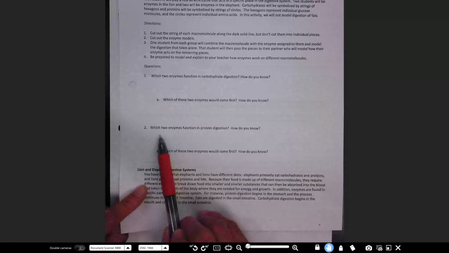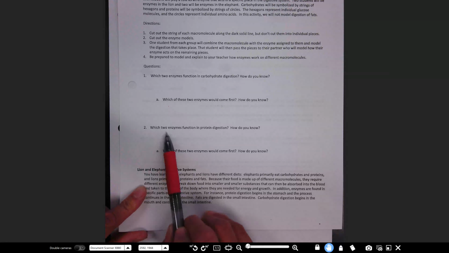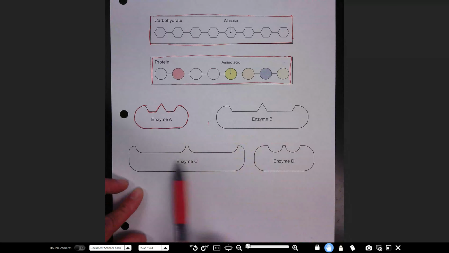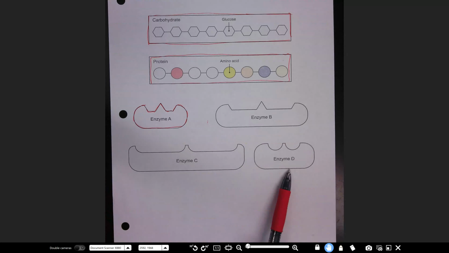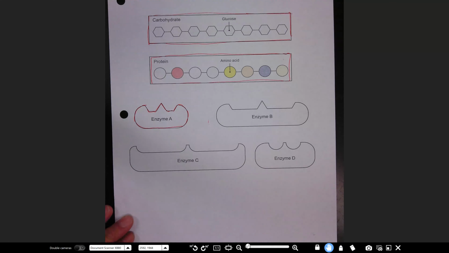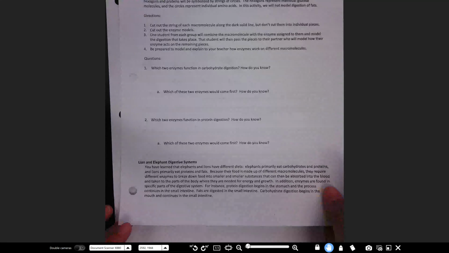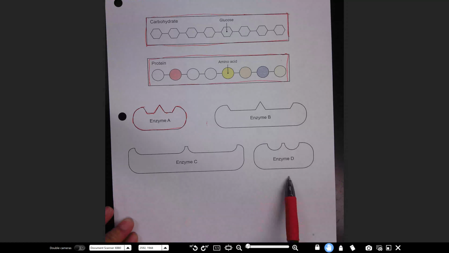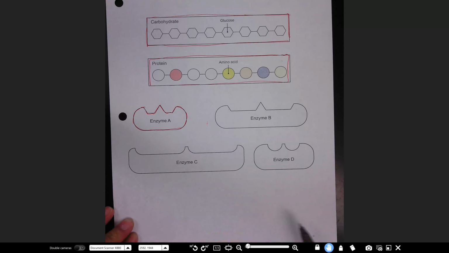And then the second question, what 2 enzymes function in protein digestion? So digesting or breaking down this protein, which of these 4 enzymes function in that? You can just say enzyme A or B or C or D. And how do you know? And then which of these 2 enzymes would come first? So after you figure out which 2 enzymes work to break down proteins, which one do you think comes first? So that's the first page.